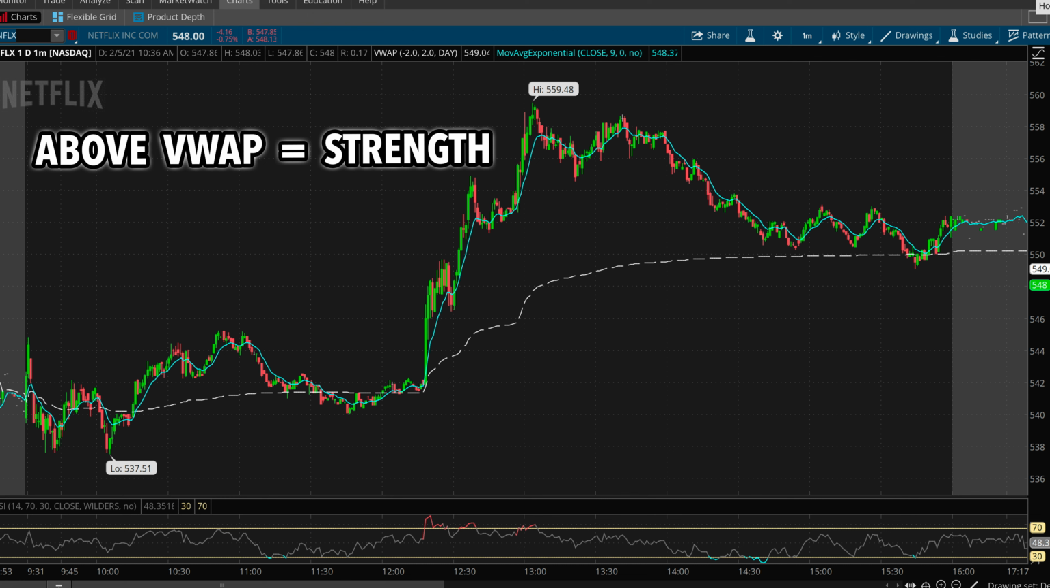Here we are looking at Netflix. Since it has been steadily trading above the VWAP, we should be looking for places to enter to the long side. Waiting for a VWAP bounce to enter long and setting a stop loss just below a break of the VWAP is a great low risk play.